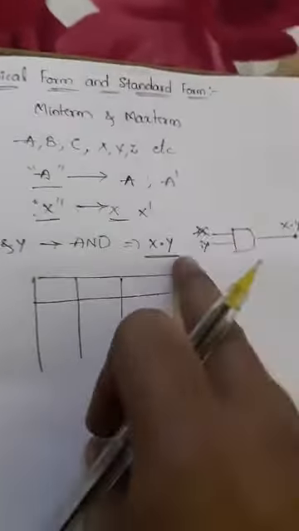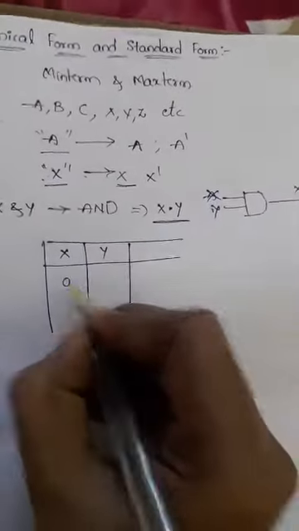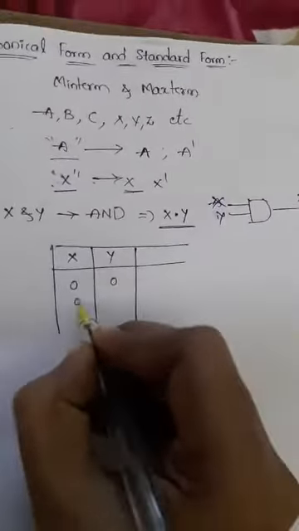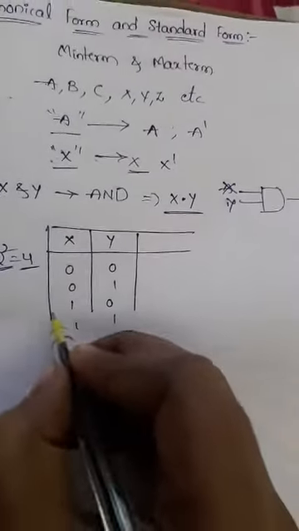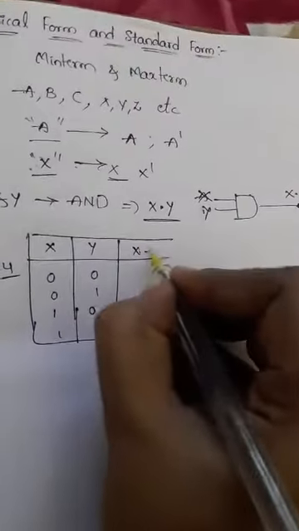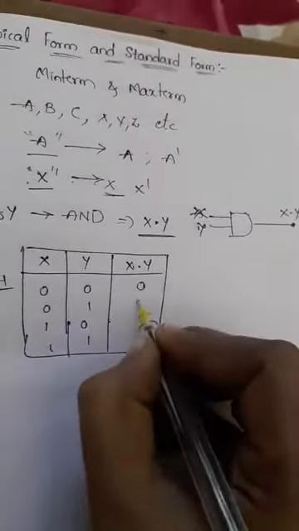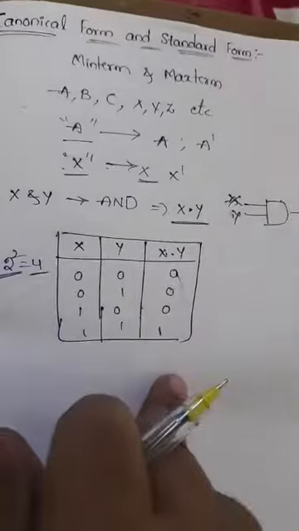If you have two inputs, how many combinations do we get in total? Four combinations, by the 2 power n formula: x y as 0 0, 0 1, 1 0, 1 1. These are the input combinations of the AND gate. Now write the output operation, x into y: 0 0 0 1. Multiply these two inputs and we get the result like this.